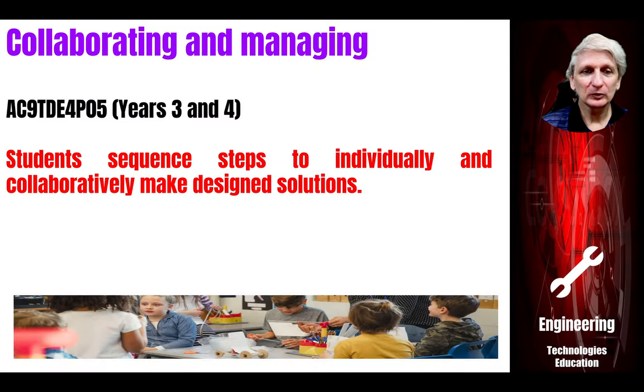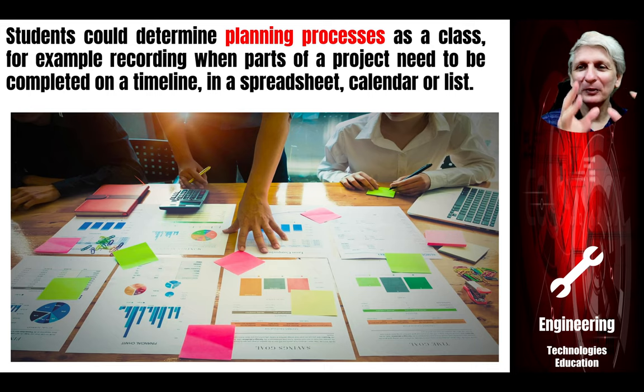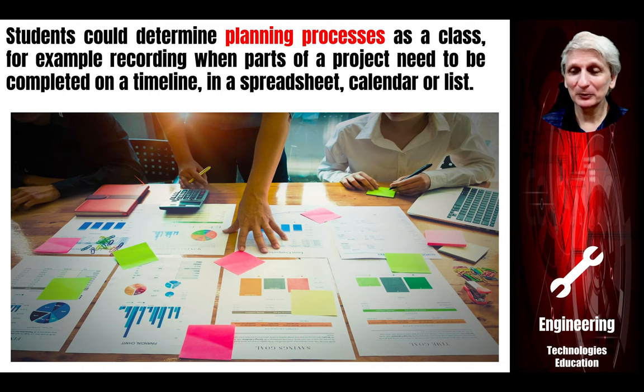And then finally, they need to also be able to collaborate and manage their projects. Going through a planning process where they record how much time they're going to do on various things. We can do these on charts, timelines, and spreadsheets, calendars, just making a list of things that need to be done. But students need to learn these processes to work efficiently and effectively. We should never blame students for running out of time. They need to be taught how to actually go through the process of managing their time, managing their resources so they don't run out of resources.